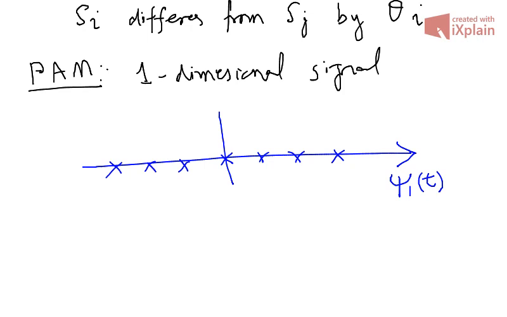Suppose we have 8 signal points here. In this case I have M equal to 8, and all the 8 signal points are placed on the psi 1 axis.